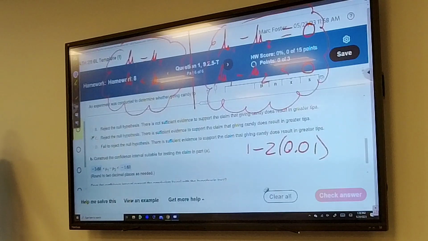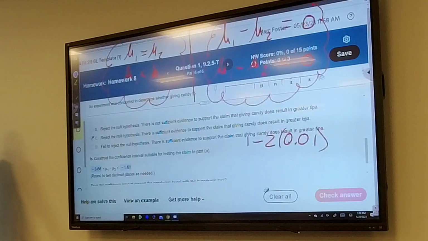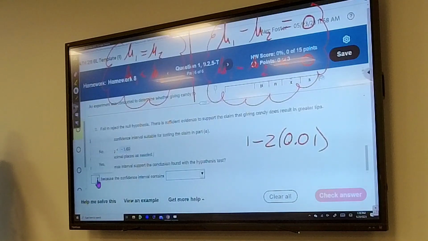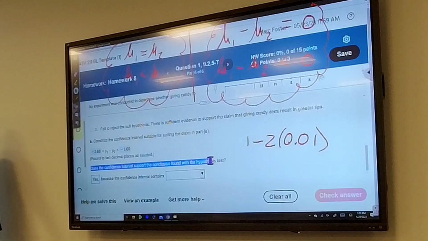Finally is the last question. If they dropped us off from outer space and didn't let us look at any of the rest of the question, we could answer this one every time. Yes, they agree. Does the confidence interval support the conclusion of the hypothesis test? Yes, it will always support the conclusion.